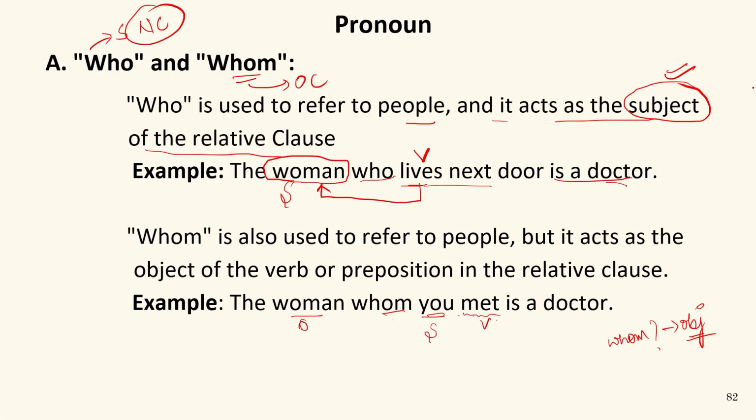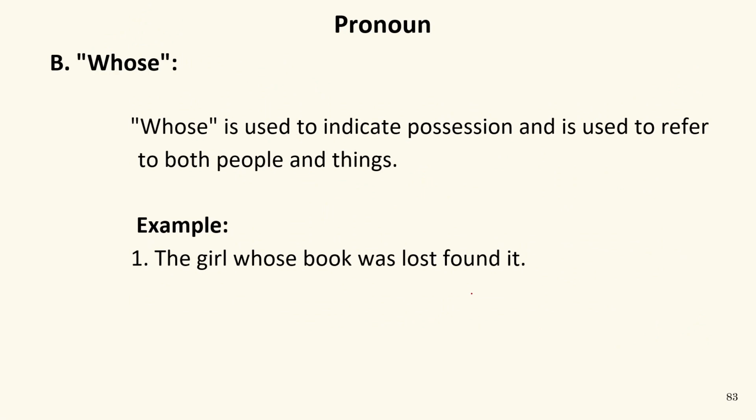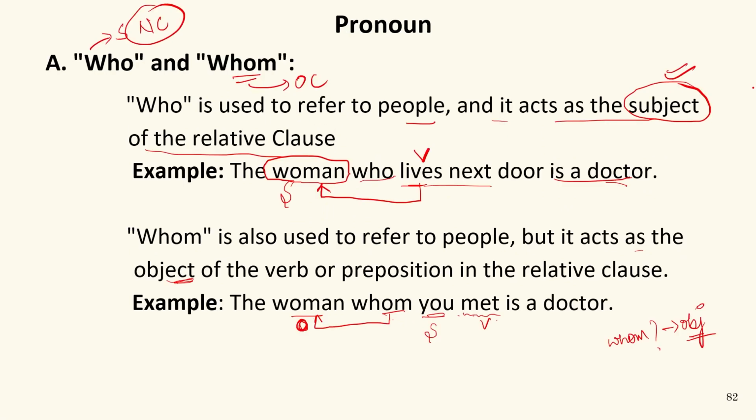Now, this woman is behaving like an object. That is why we have used the word whom, because the object is written prior to the subject in a sentence. Therefore, we have used the word whom over here. Whom is also used to refer to people, but it acts as the object. Here, whom is used for woman, and in this sentence, woman is behaving like an object because the work which has been done is met, and met is a verb, and this action is done by you, and you is the subject.